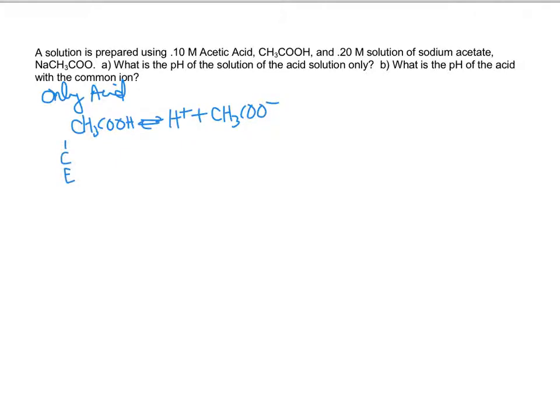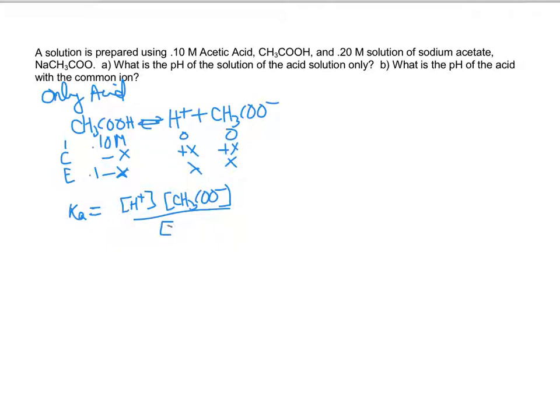Initially, the acetate ion is 0.1 molar. These are 0 and 0. We're going to say that's minus X, plus X, and plus X. So 0.1 minus X, X, and X. Then we're going to set up our Ka expression. So the Ka expression is equal to the concentration of the H plus times the concentration of the acetate ion divided by the concentration of the acetic acid.